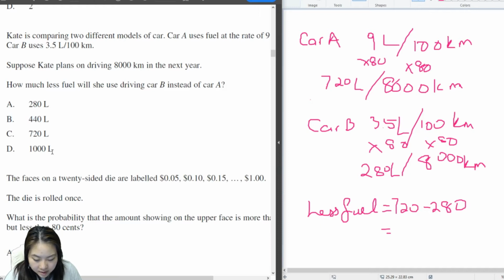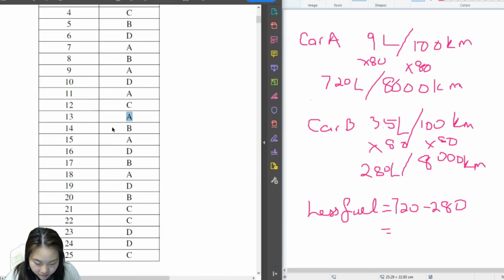Again, you can always eliminate things that just cannot be right. I mean, 1,000 liters, that's too much, because they're asking for how much less fuel, not how much each of those cars is going to use. Oh, I see what they've done. So this is how much fuel car A would use, this is how much fuel car B would use, and this is the total. This is 720 plus 280. So if you had added them together instead of taking them away, you would have gotten this one. So just be careful. What did I say? 14B. Yep.